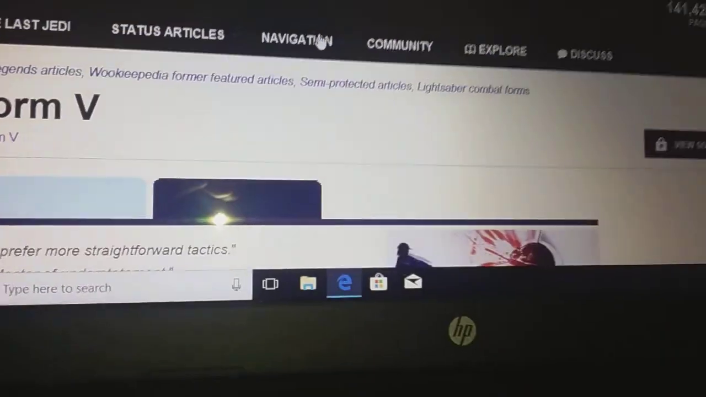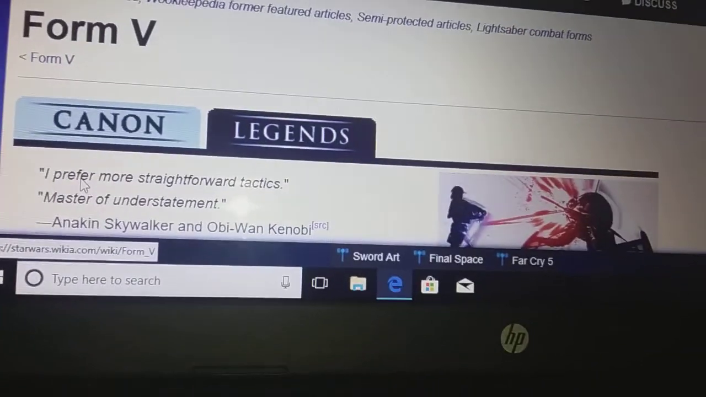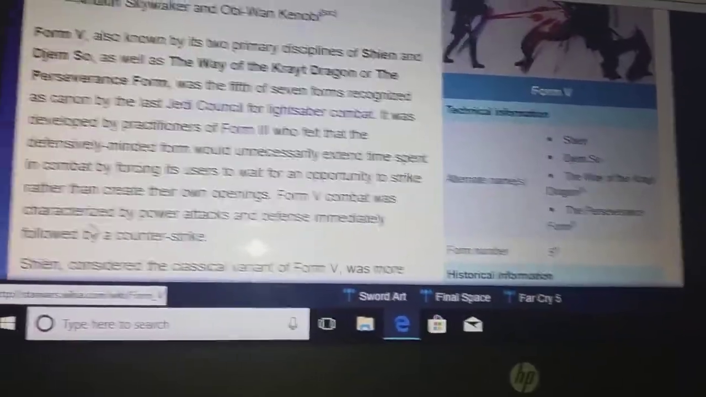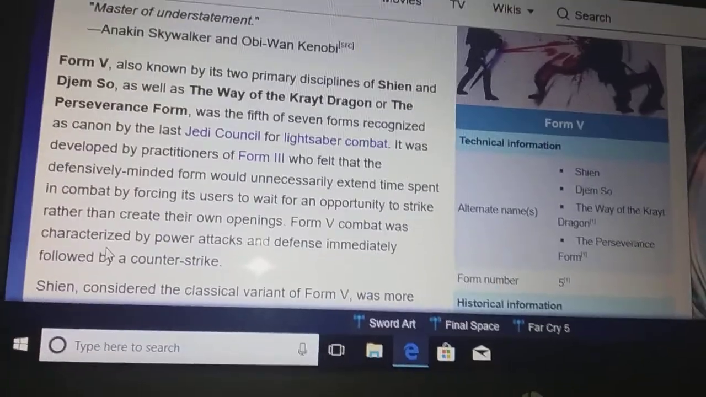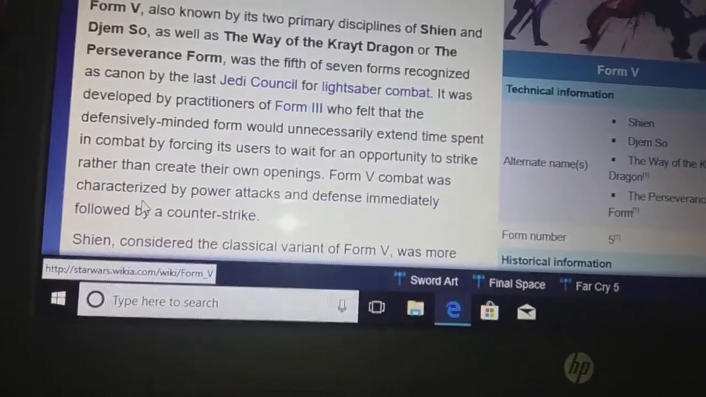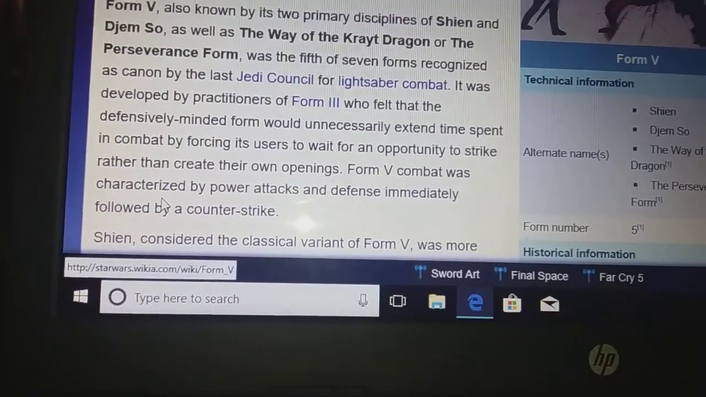Oh boy, now we get to Form 5, which is actually the first of the split forms. You see, there's actually two different Form 5s. There's Shien, but there's also Djem So, which for some reason rhymes with Jim Crow.